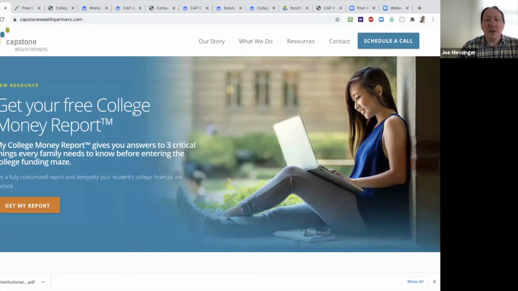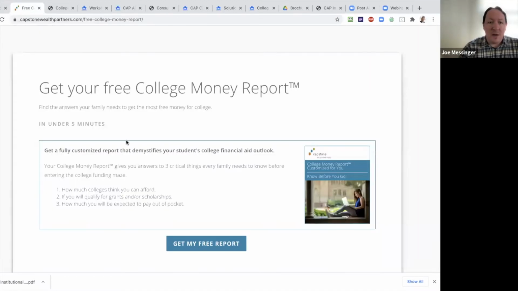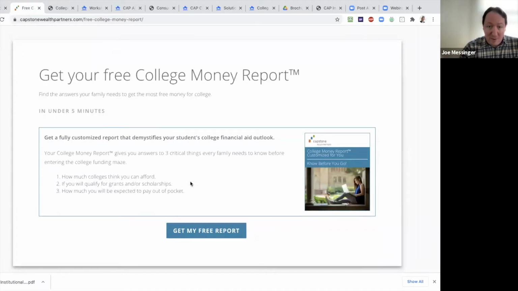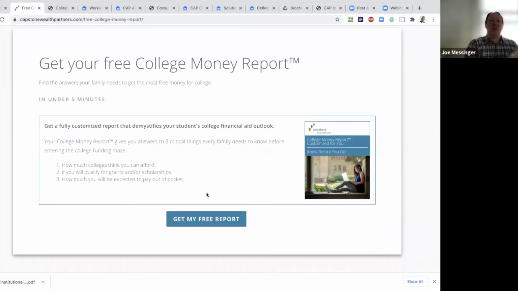So, the College Money Report, it's for lead capture, but it's also for qualifying leads that maybe come to you and book a discovery call. So if they come through here directly, or if they come through something like come to your website, this whole College Money Reports really begin to help families on their journey. Less than 5 minutes, they put in the right information. It's going to give them some tremendous output. It shows them how much colleges think they can afford, if you're going to qualify for grants and scholarships, and ultimately, what are you going to be expected to pay out of pocket?